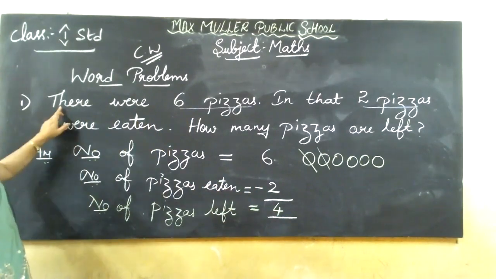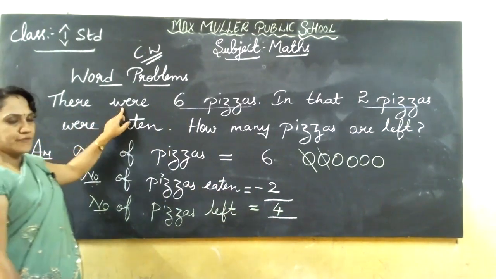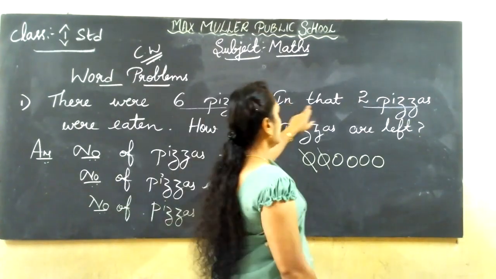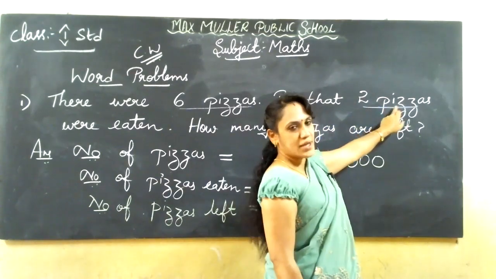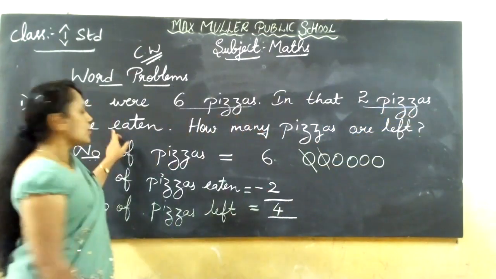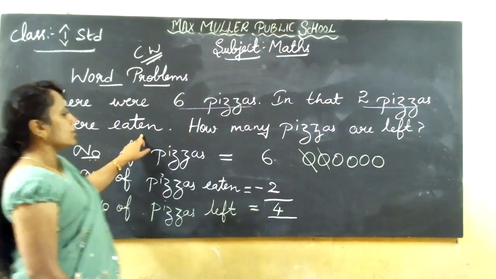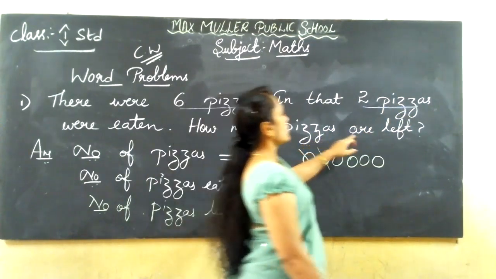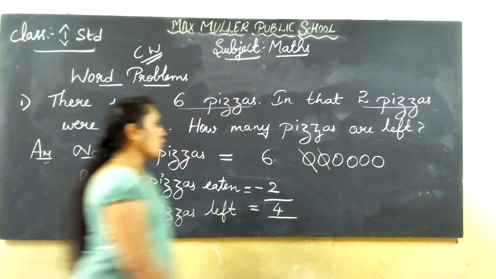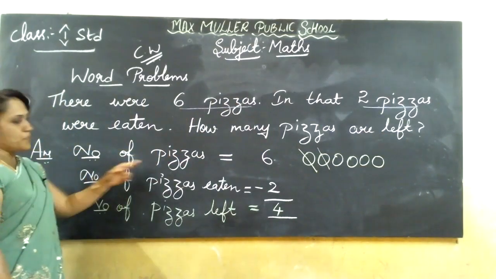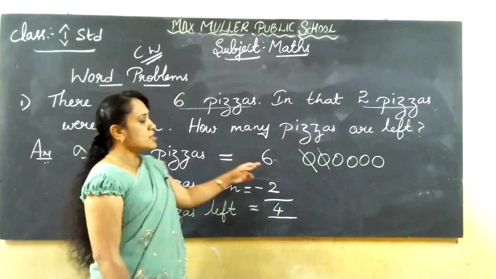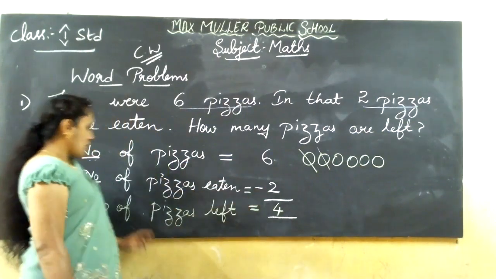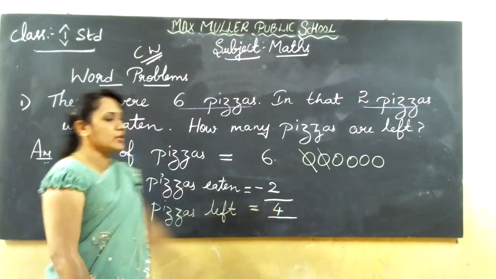Okay. So, THERE, there. WERE, were. 6. PIZZAS, pizzas. IN, in. THAT, that. 2 pizzas, PIZZAS, pizzas were. WERE, were. EATEN, eaten. HOW, how. MANY, many. PIZZAS, pizzas. ARE, LEFT, left. How many pizzas are left? So, number of pizzas. PIZZAS, pizzas. 6 pizzas. Number of pizzas eaten. 2. 2 they ate. Number of pizzas left. How many? 4. It was left.